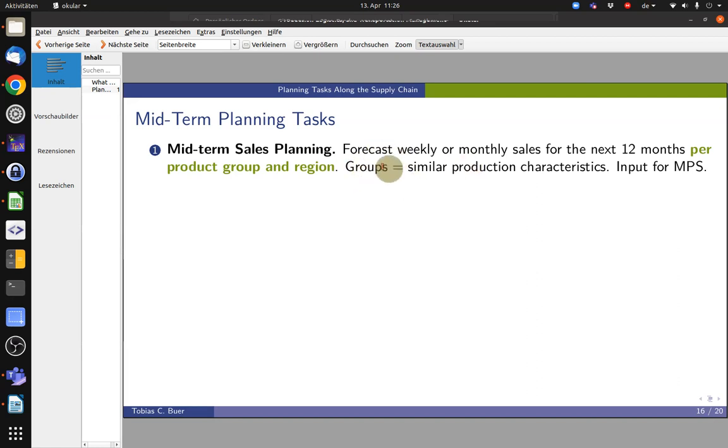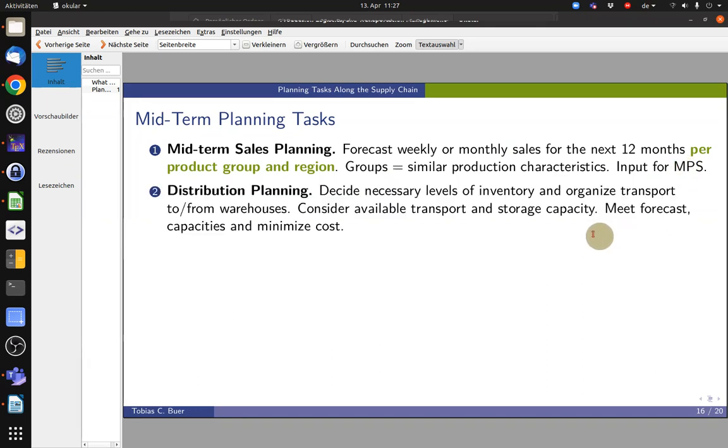And the groups are based on similar production characteristics. For example, electric vehicles versus vehicles with a petrol engine, because the way we produce these products will be different. And these sales volumes are used as an input for MPS. MPS stands for Master Production Scheduling.